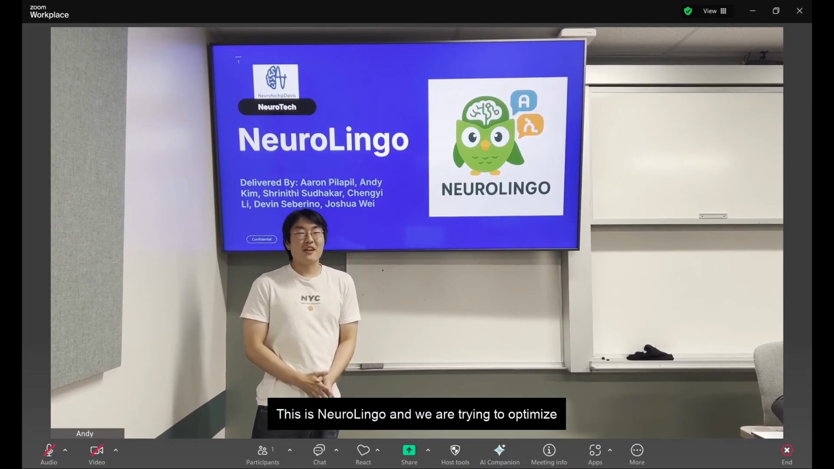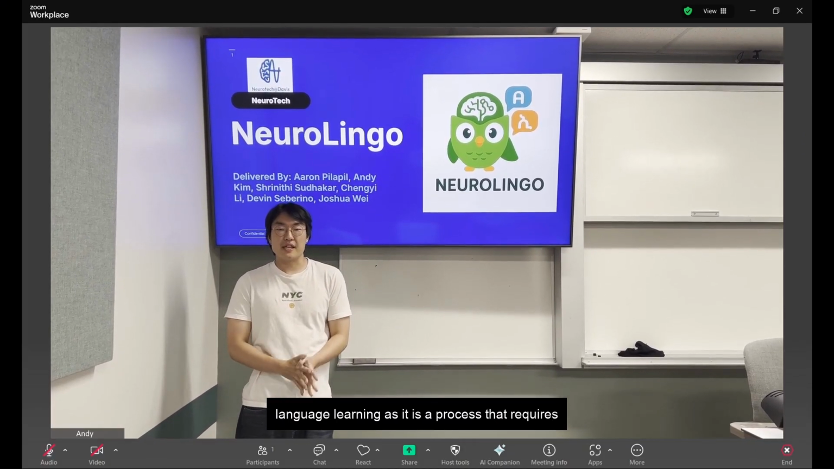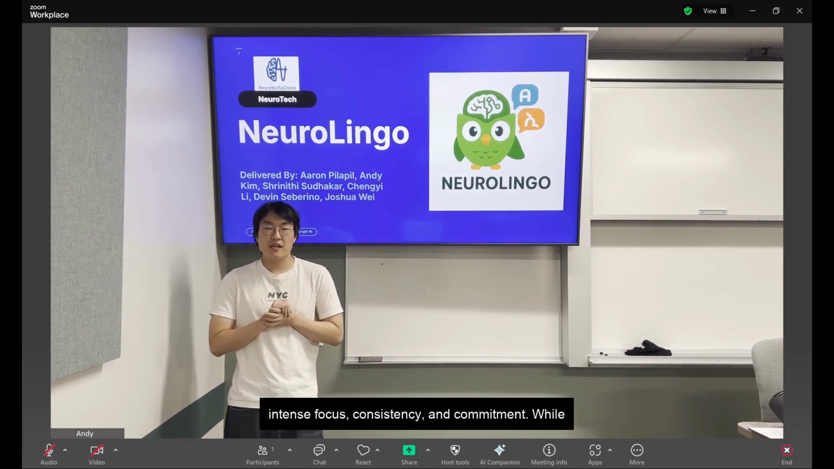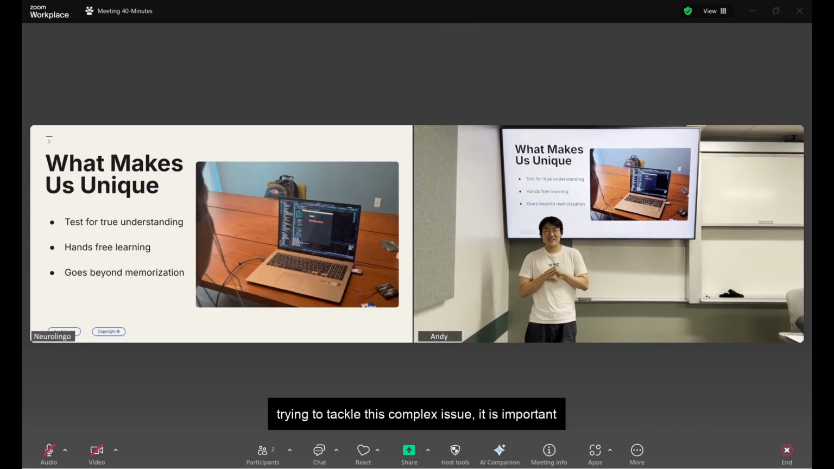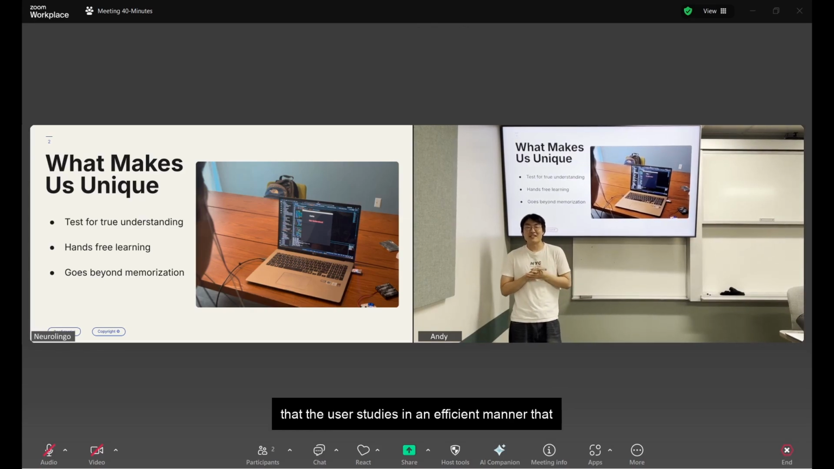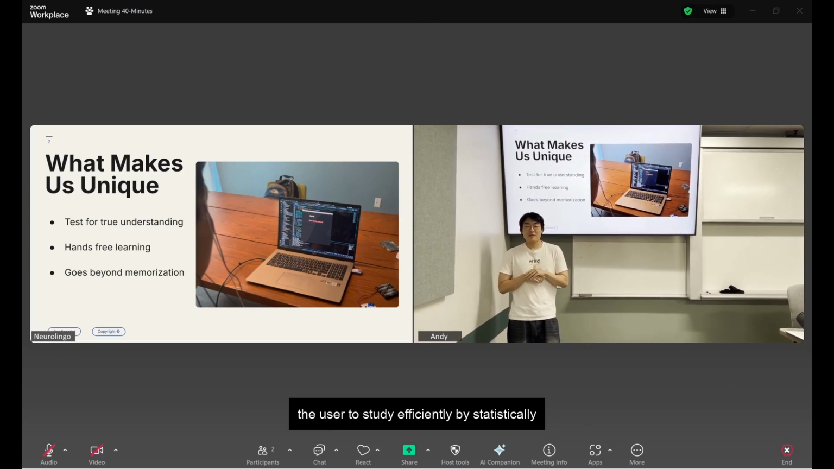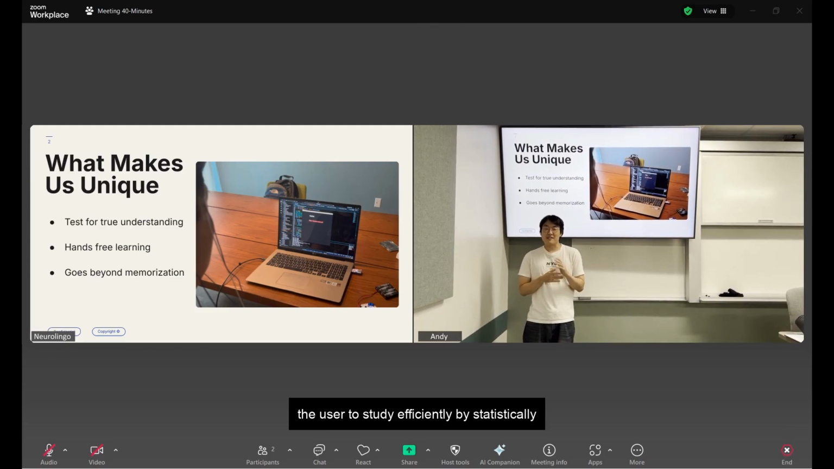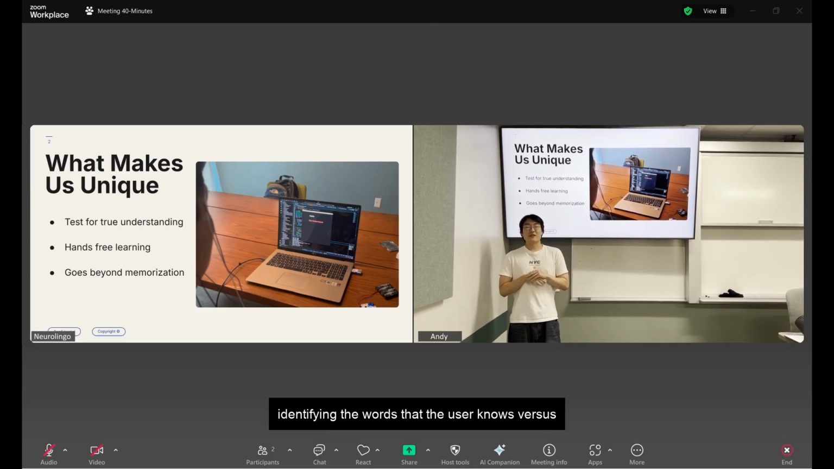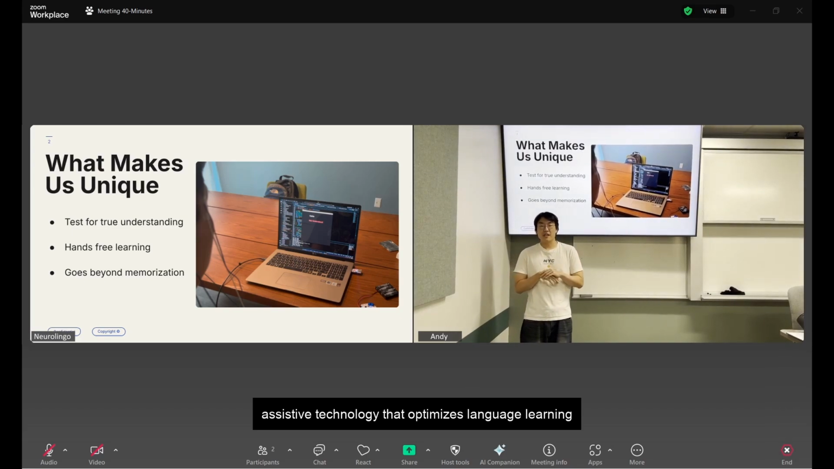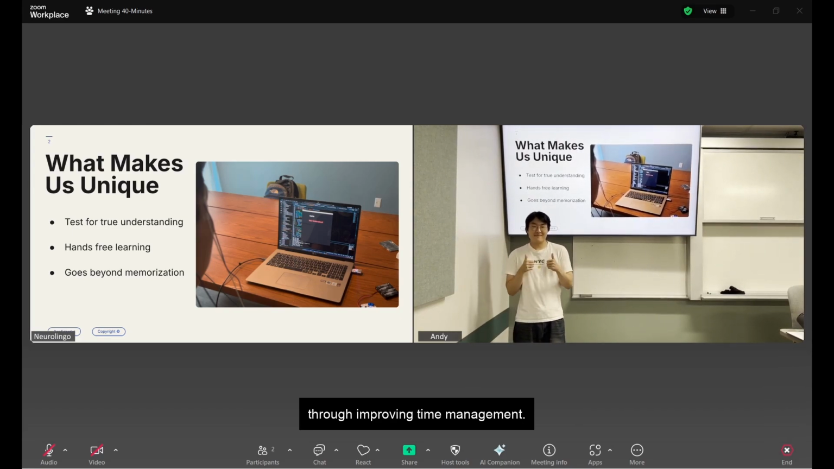This is NeuroLingo, and we are trying to optimize language learning as it is a process that requires intense focus, consistency, and commitment. While trying to tackle this complex issue, it is important that the user studies in an efficient manner that maximizes their progress and time. NeuroLingo enables the user to study efficiently by statistically identifying the words that the user knows versus the ones that they don't know. This is an EEG-based assistive technology that optimizes language learning through improving time management.